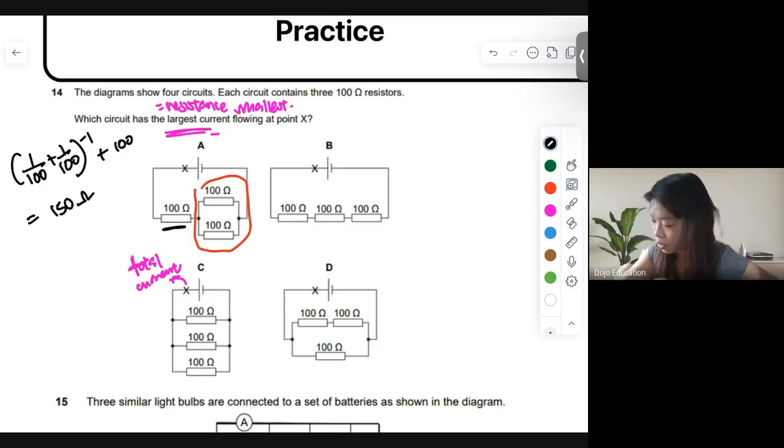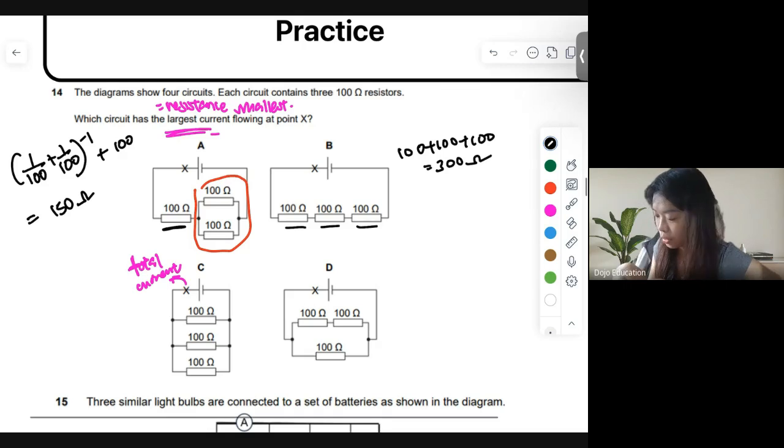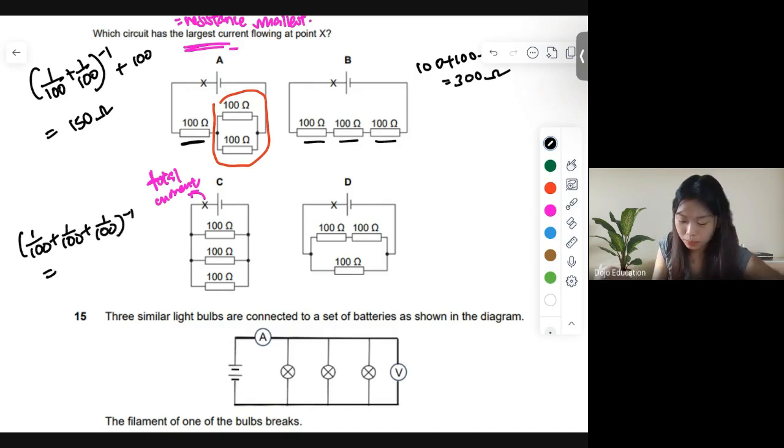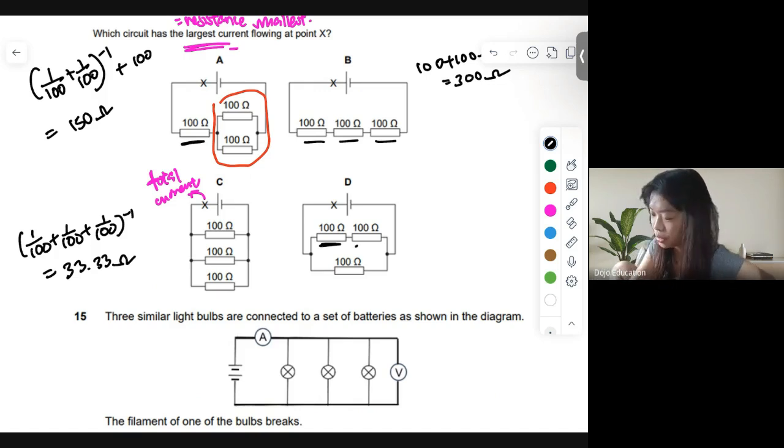And then for B, it's just all in series. So I just 100 plus 100 plus 100, which is 300 ohms. Okay, therefore, they are all in parallel. So I just need to 1 over 100 plus 1 over 100 plus 1 over 100 inverse. So what will I be getting? It's just 33.33 ohms.